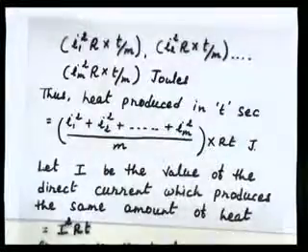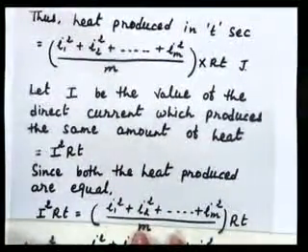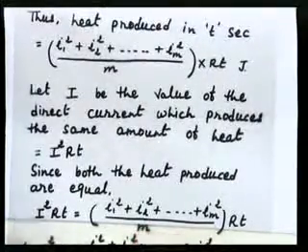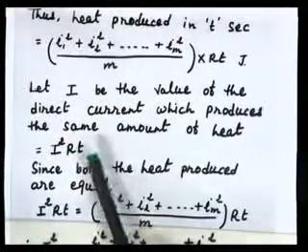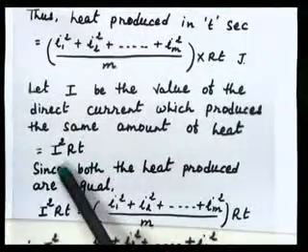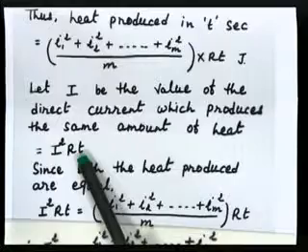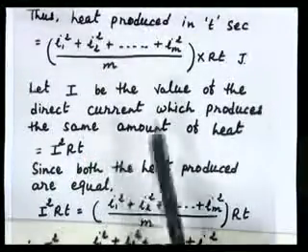Now if you are assuming that capital I is the direct current, which produced the heat, which is equal to I square RT. Now we have to determine the RMS value. According to the definition, RMS value is the value at which heat produced by DC should be equal to heat produced by AC.